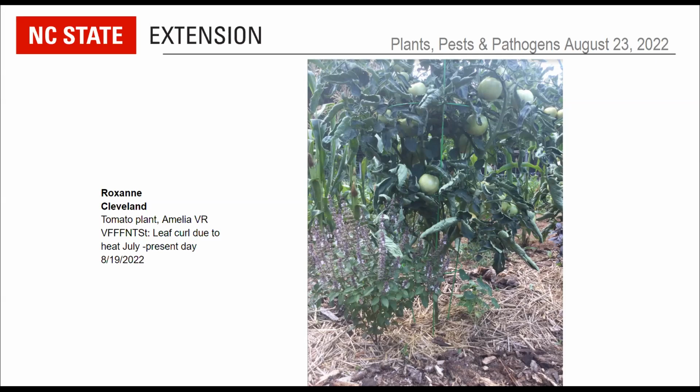So again, Roxanne with the tomato, and in this case, yes, the leaf curl due to heat in July, that is what we call physiological leaf roll. I don't really have a great explanation for that, but it's usually associated with the high temperatures that we have. So not anything to really be concerned about if you're just seeing it on the lower leaves like that.